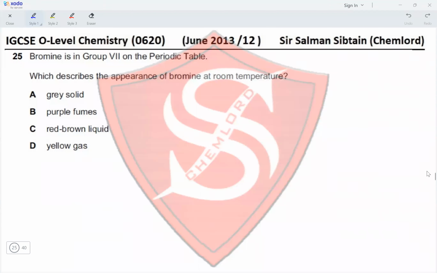Question 25. Bromine is in group 7 of the periodic table. Which describes the appearance of bromine at room temperature? So bromine is a red, brown, or orange liquid. So the options are gray solid, incorrect, purple fumes, incorrect, red-brown liquid, correct, and yellow gas, incorrect. Therefore, the correct option for this question is option C.